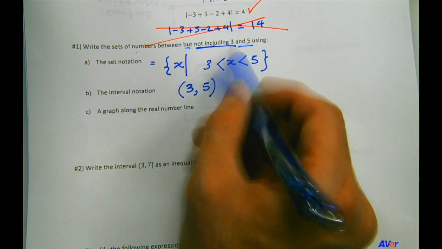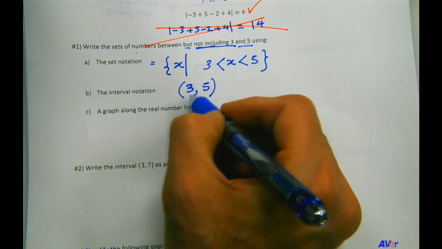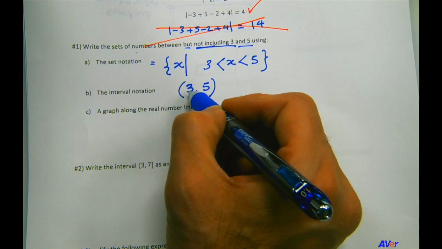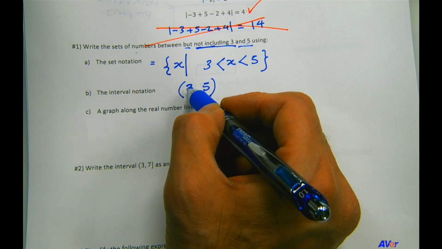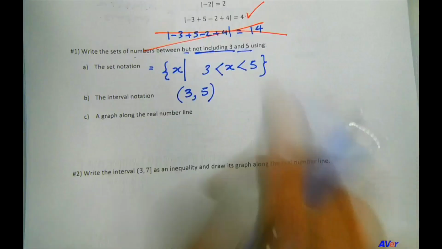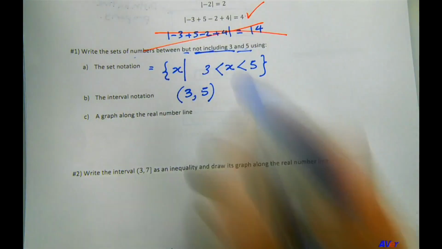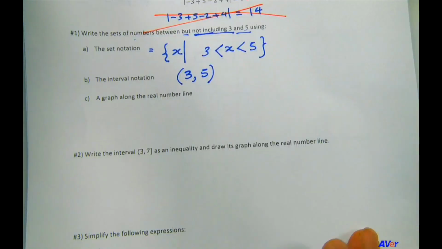If the question said include 3, I would make this parenthesis a bracket. A bracket means the number that comes after it is part of the solution, is part of the interval. And if it said include both 3 and 5, then I would put two brackets rather than parentheses around 3 and 5. Oh, so then they want us to graph this.